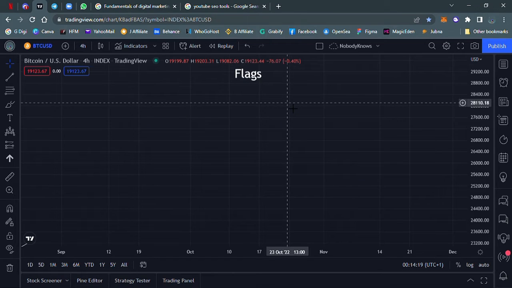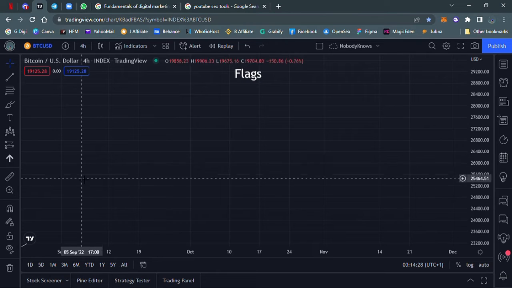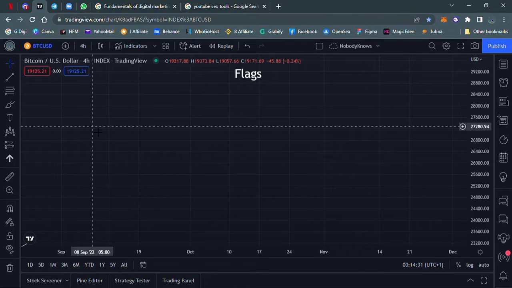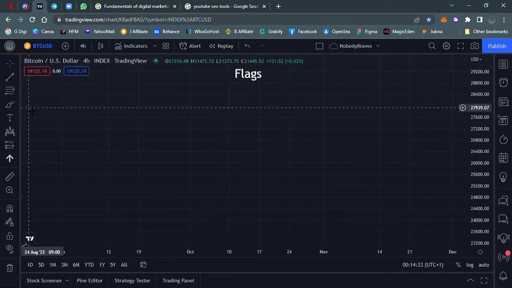The next classical chart patterns we're going to be looking at right now are the flags, right? The flags. Now, how do the flags work? We have bullish flags and bearish flags. Now, this is how it works. Let me show you this.